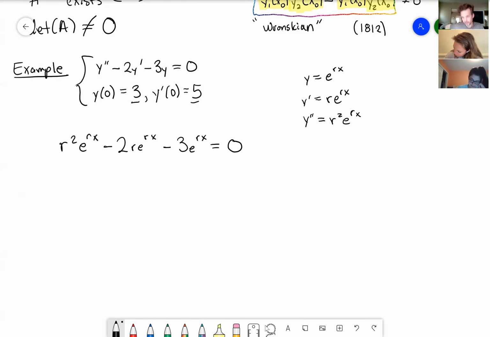Now we notice something right off the bat, very useful about this, the consequence of this. And that is that e to the rx can be factored out of this whole thing. We'll do that. E to the rx. And what we're left with is something very nice, a polynomial.